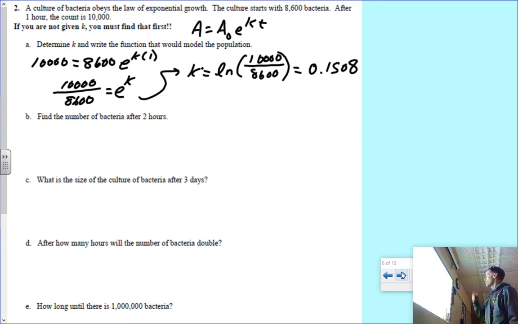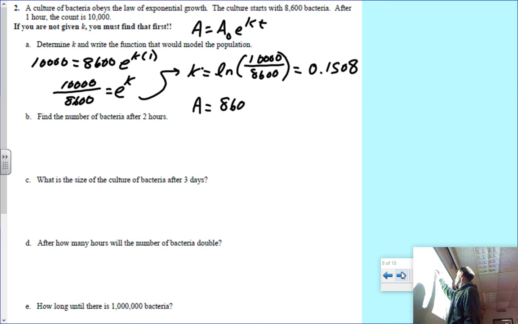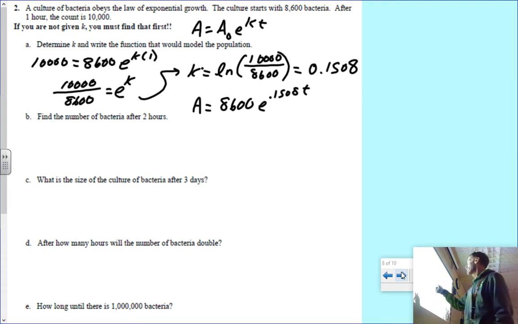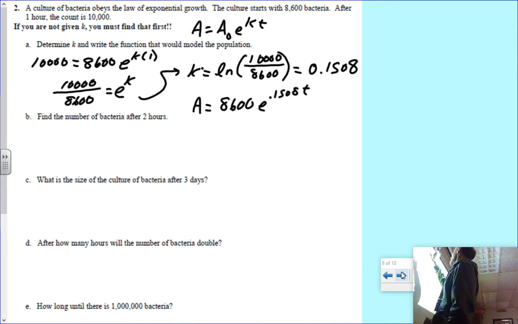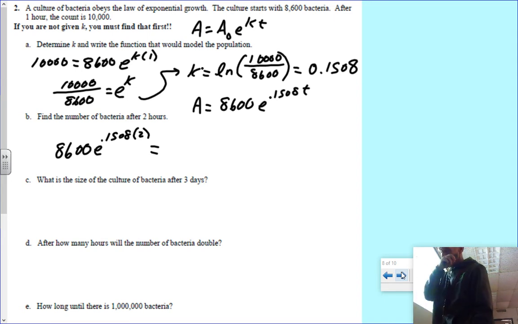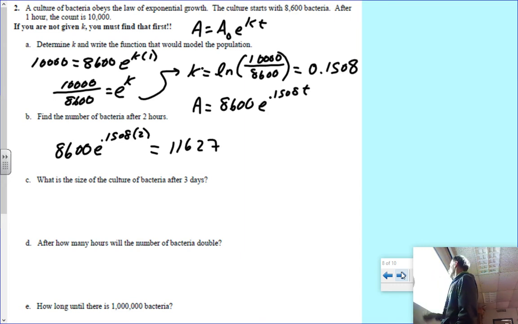Okay? So now we have our equation. So now our actual equation is 8,600. Remember that the A naught, the initial value, never changes. So it's 8,600 e to the 0.1508t. For B and C, those are our plug and chug ones. And remember, it is in hours, so letter B is just plugging in 2. And that ends up being 11,627. Again, it's a decimal, but we can't have half bacteria, so I'm not worried about the decimal.